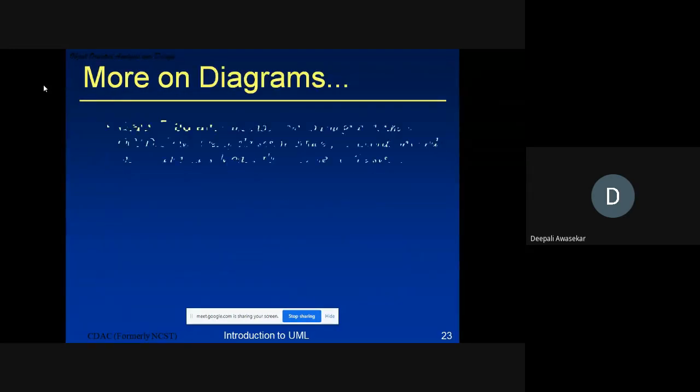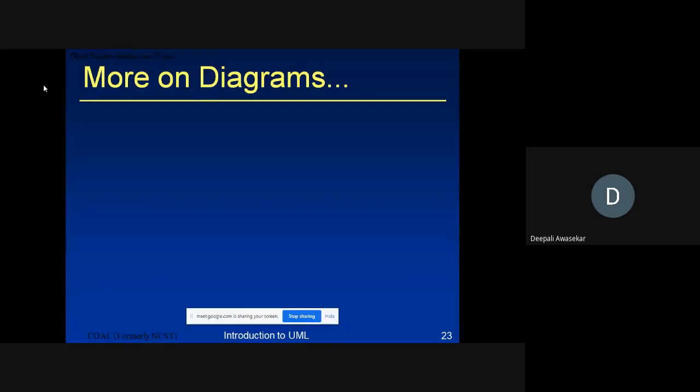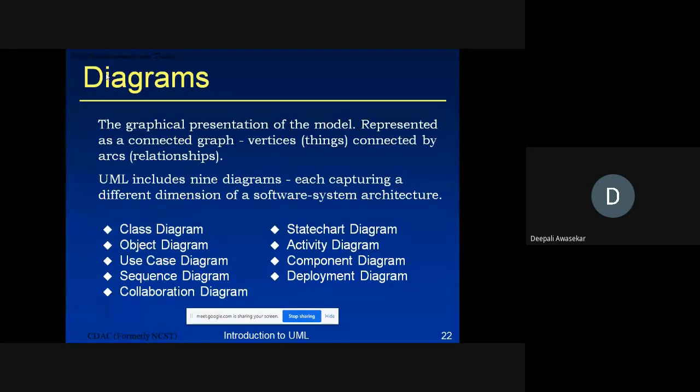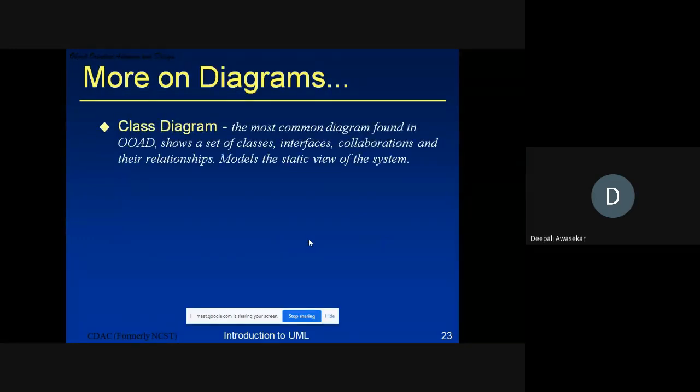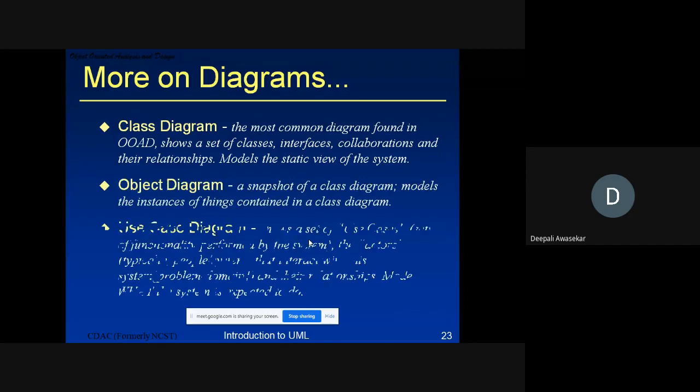Now, we will be understanding what these 9 diagrams are. First, I'll list out these 9 diagrams as you can see on the slide. The first is the class diagram, the object diagram, the use case diagram, the sequence diagram, the collaboration diagram, the state chart diagram, the activity diagram, the component diagram, and the deployment diagram. So these are the names of the 9 diagrams that are present in UML. So now we will have a short definition of each of these diagrams.